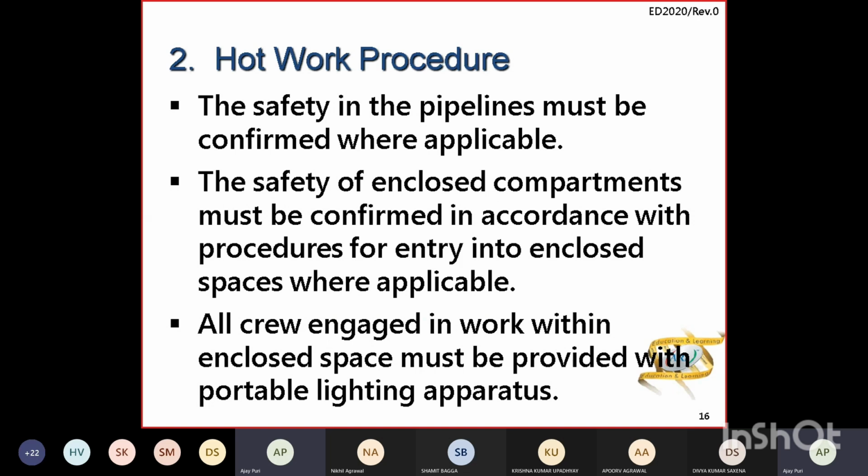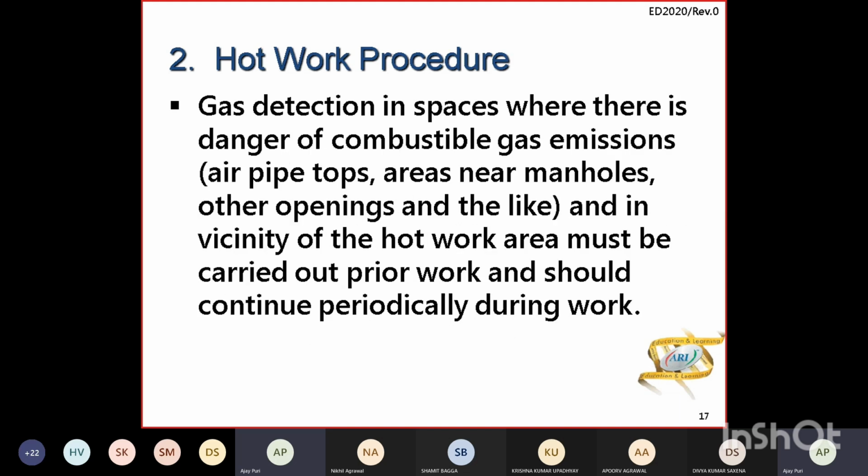Safety of enclosed compartments must be confirmed in accordance with procedures for entry into enclosed spaces. All crew engaged in work within the enclosed spaces must be provided with portable lighting apparatus. Gas detection in spaces where there is danger of combustible gas emissions, that is your air pipe tops, areas near manholes, other openings and the like, and in the vicinity of the hot work area must be carried out prior to work and should continue periodically during work.